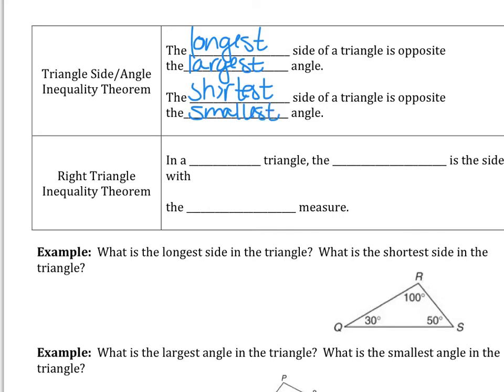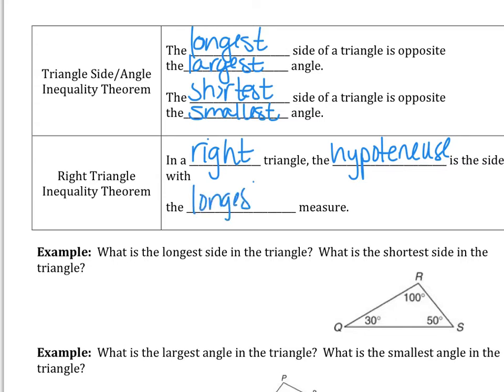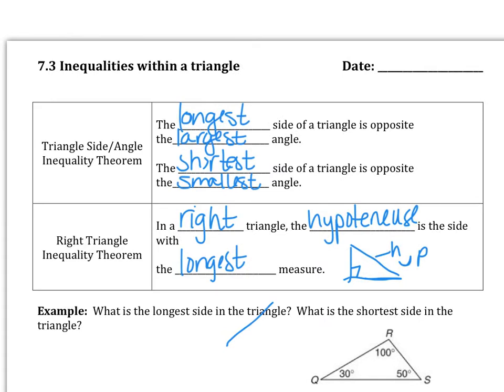The right triangle inequality theorem says that in a right triangle, the hypotenuse is the side with the longest measure. We've already talked about this when we were using the Pythagorean theorem last chapter. So the hypotenuse is always that longest side.